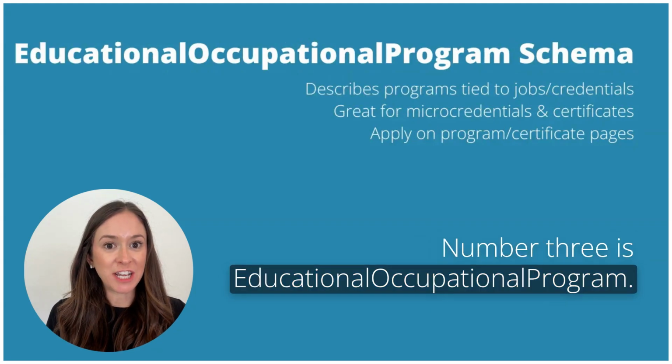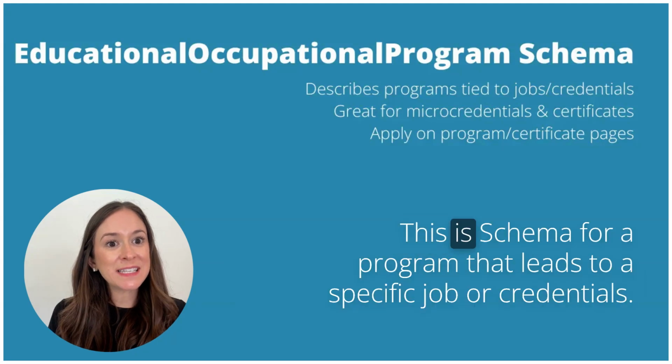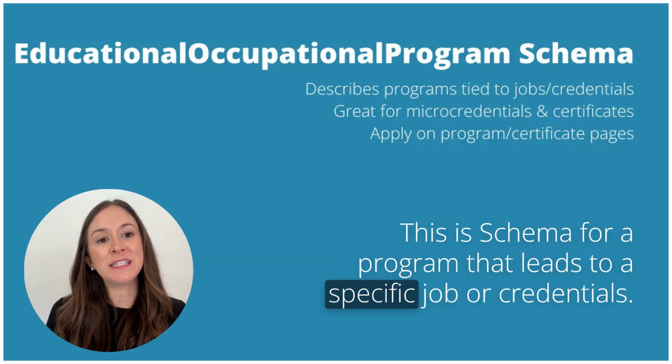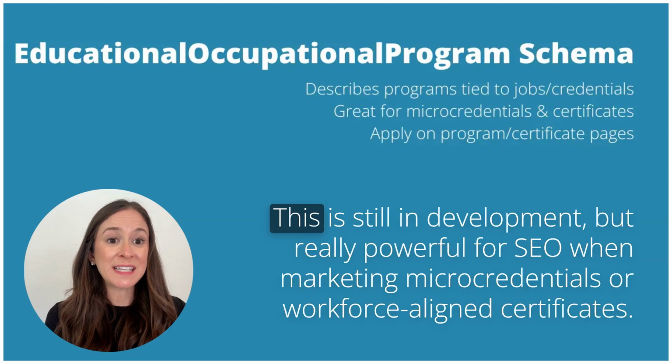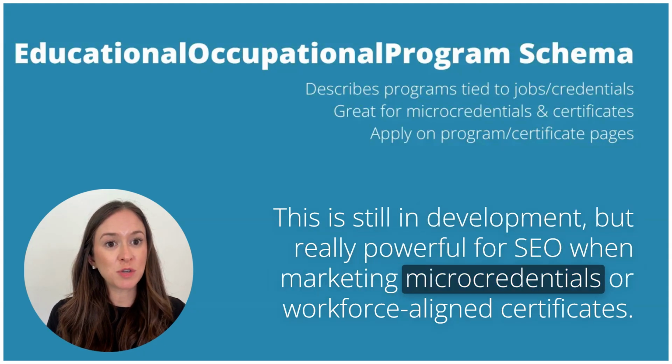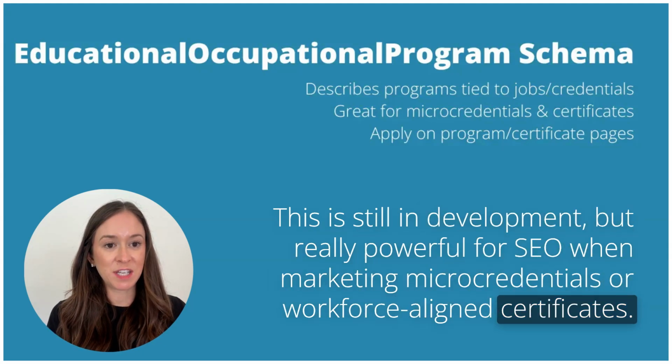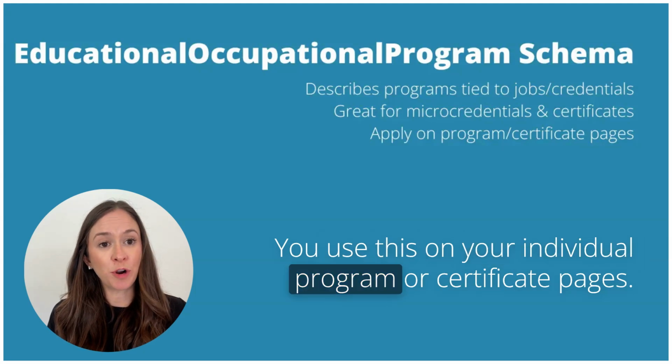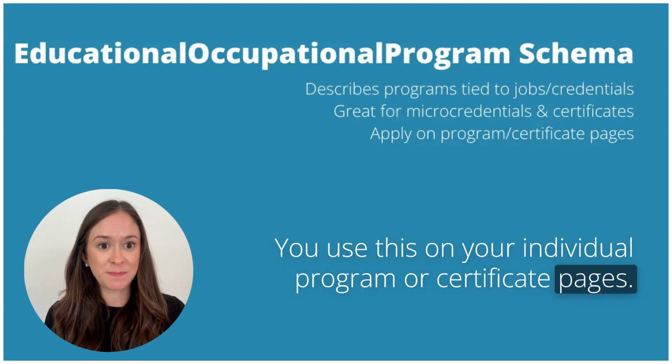Number 3 is educational occupational program. This is schema for a program that leads to a specific job or credentials. This is still in development, but really powerful for SEO when marketing micro-credentials or workforce-aligned certificates. You use this on your individual program or certificate pages.